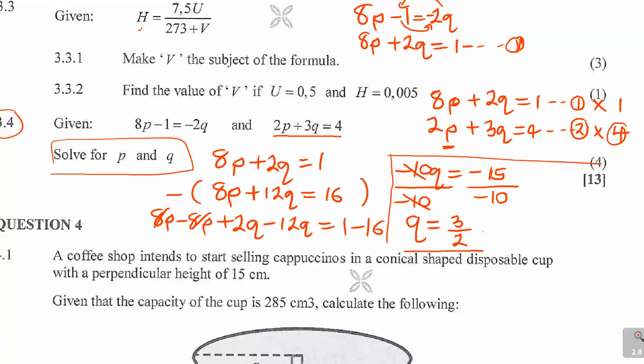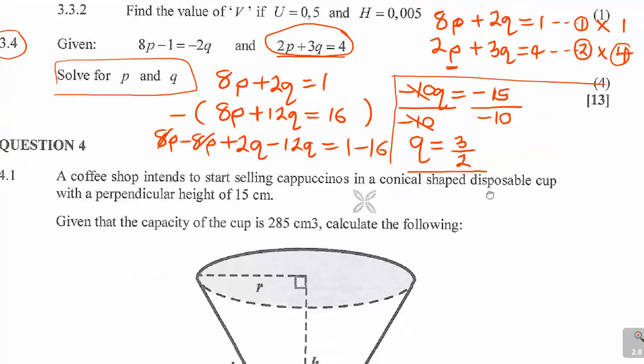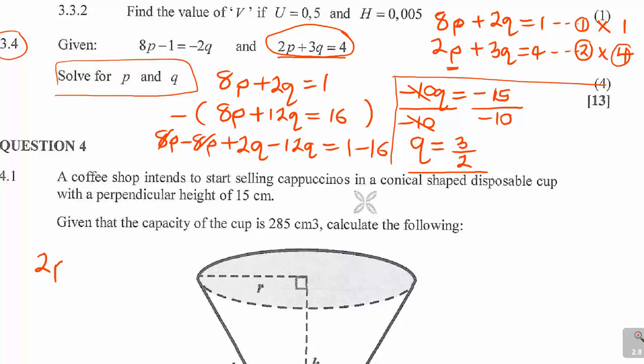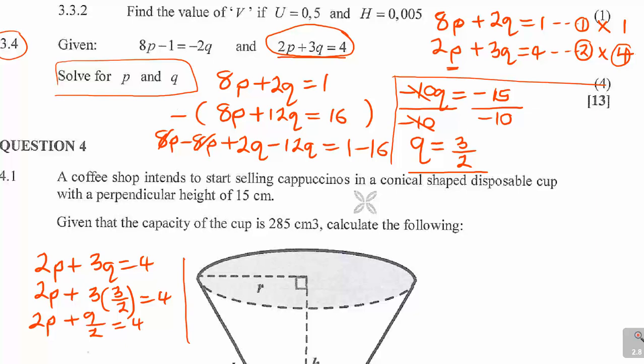Now I can choose any other equation. For example, let me choose this equation to find my P. Remember, I've got my Q now. So this equation was 2P plus 3Q is equal to 4. But I have my Q now. So it's 2P plus 3, and my Q is 3 over 2, is equal to 4. And then this is 2P plus 3 times 3 over 2, that is 9 over 2, is equal to 4. Now, if I take this to the other side, I have 2p is equal to 4 minus 9 over 2.